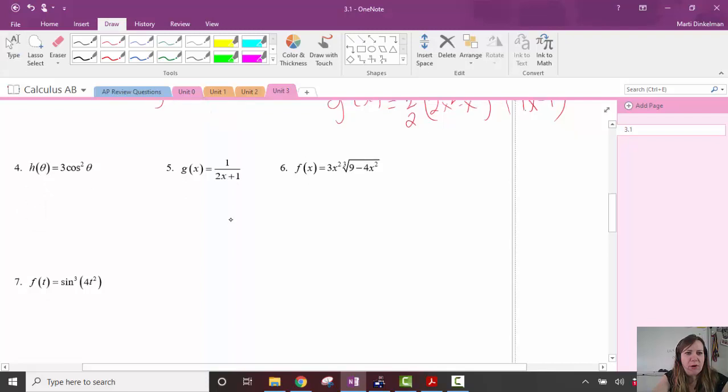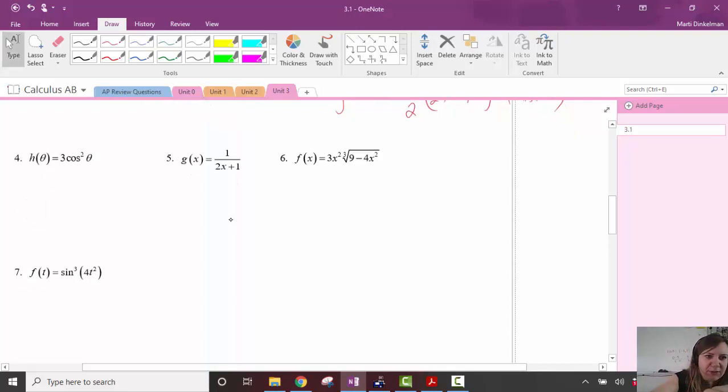Okay, number 4, I wish we would write this differently, and in fact, if we were to type this on our calculator, we would need it to be written differently. So cosine squared really means cosine theta quantity squared on the outside. So now let's figure out what we're going to do for the derivative.